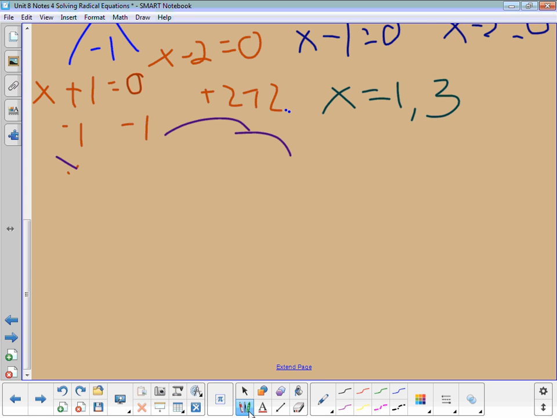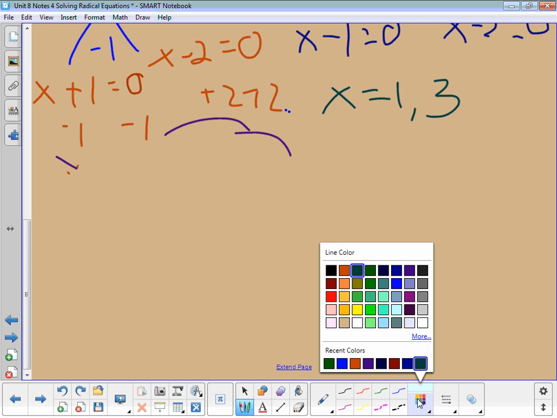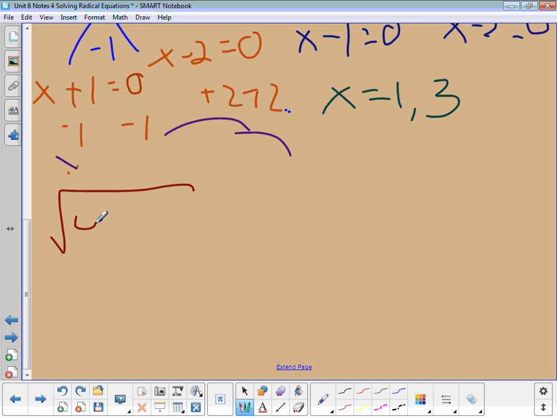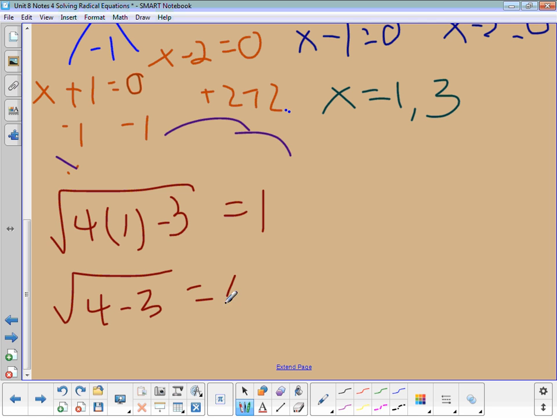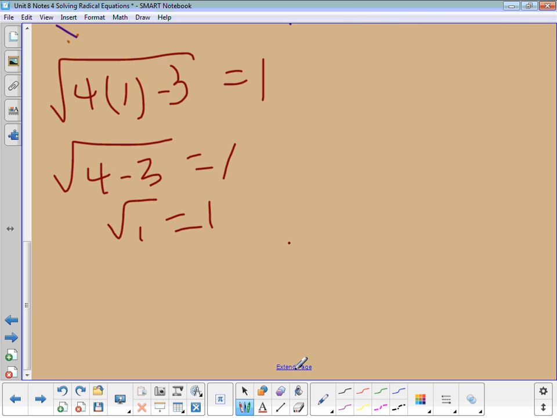Okay, so now I'm going to check that in the original problem. So for the x, for example, I'm going to do that over on the left here for the 1. So I'm going to do the square root of 4 times 1 minus 3 is equal to 1. Well, 4 times 1 is 4, and then minus 3 is 1. So we get the square root of 1 is equal to 1. Well, the square root of 1 is just 1, so 1 equals 1. Hey, that works out for us.